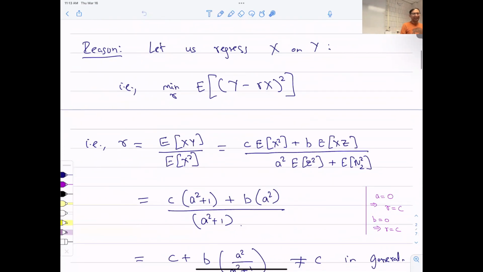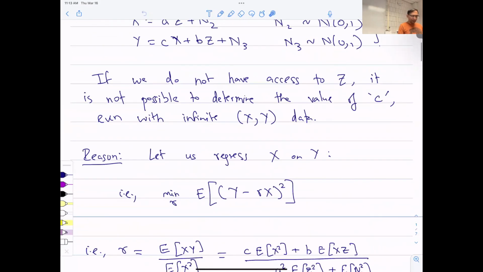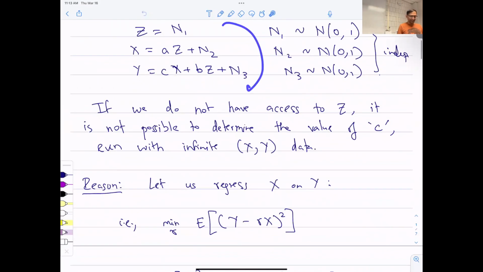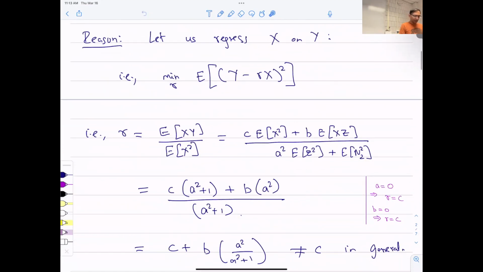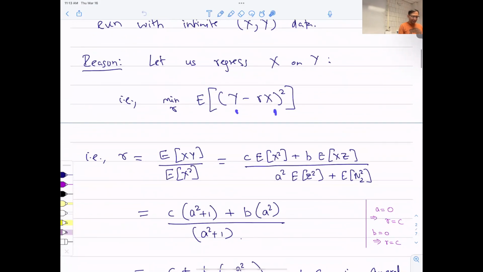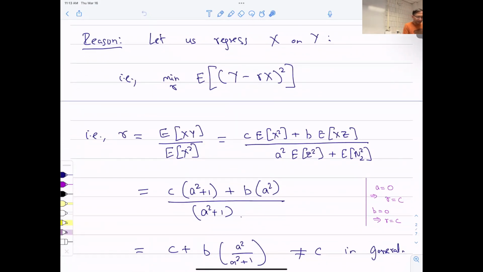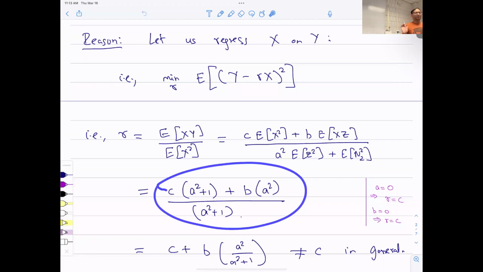If you trust me, even though there is no Z sitting in here, if you go back to the equations and write things out, there will be expectation of XZ type terms coming in. So from the samples based on just X and Y, the gamma which you will learn is related to the underlying parameters A, B, and C, which you don't see through this equation.